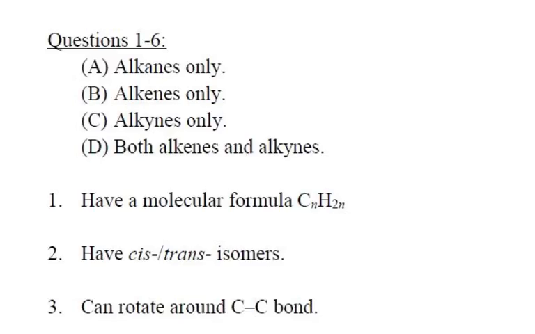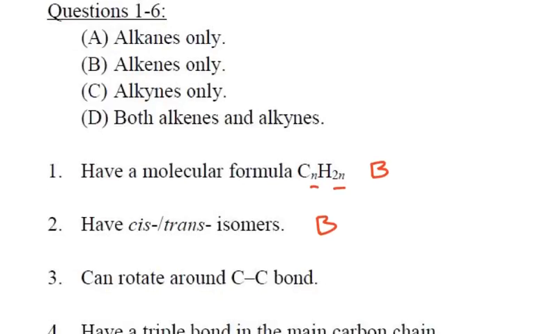Question 1. Alkanes, alkenes, alkynes, or both alkanes and alkenes? So it has a molecular formula of CnH2n. That has to be an alkene. Answer B. And that's just because we learned those formulas: 2n, 2n plus 2, or 2n minus 2. Cis and trans only happens with double bonds. So that's also going to be answer B.